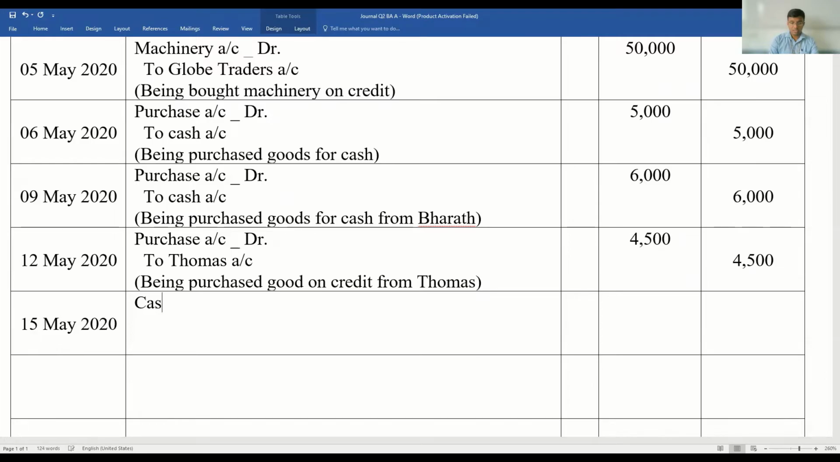So cash is real, cash account debited 12,000 to sales account 12,000. Sale of goods for cash.